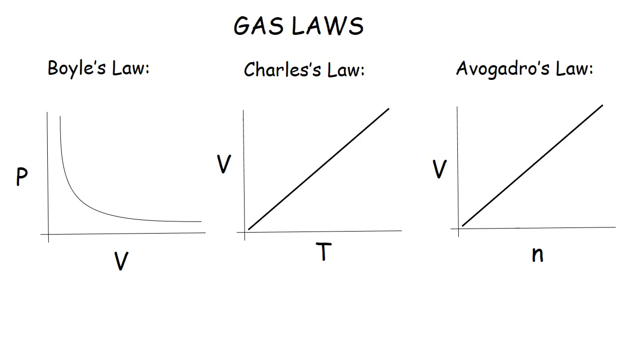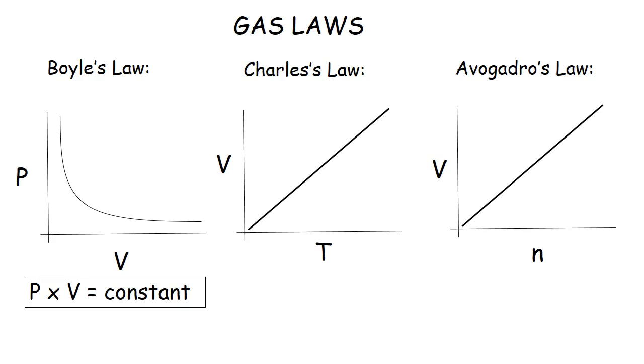Now let's review these gas laws, and we're going to put them together. Boyle's law, Charles's law, and Avogadro's law are shown here graphically. Boyle's law states that pressure and volume are inversely proportional to each other. What that means is that pressure times volume is a constant. And so if you look at that equation, that means that if pressure is doubled, then the volume must go down twofold in order to stay the same constant on the right-hand side.